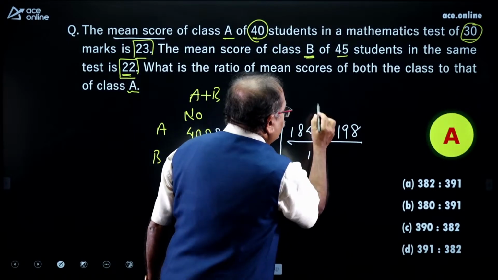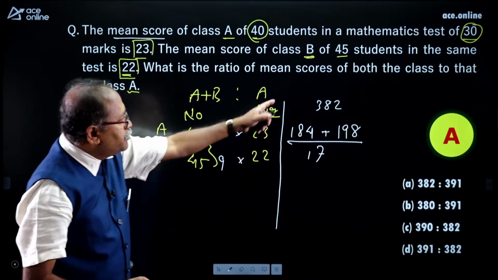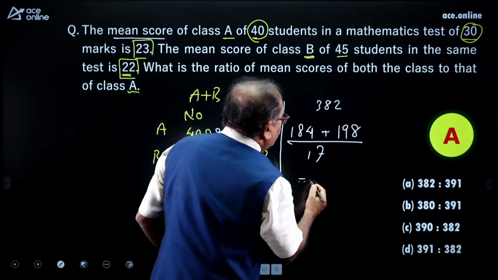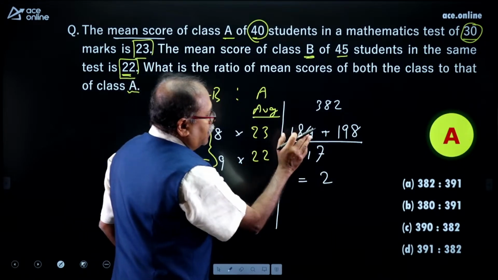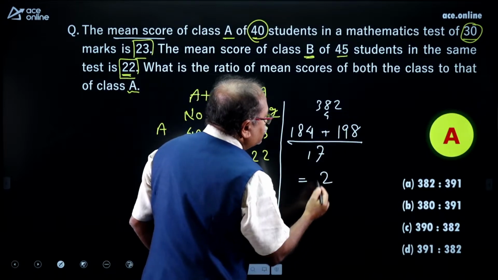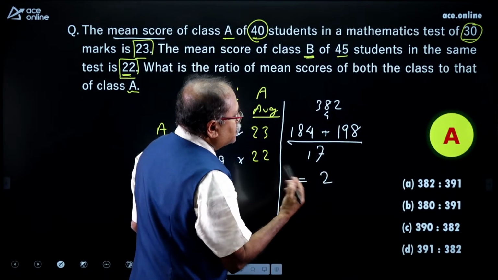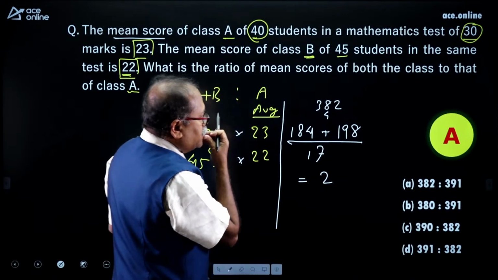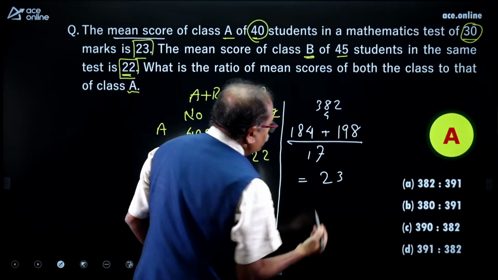So when I add up this one, I see that 382. Yes, when you divide this 382 by 17, then what will you get? 17 times 2 is 34. Am I right? 34, I am left with 4, and how many times does it go? 3 times. Close to 17 times 3 is 51. Close to 2 times, 2 or 3 times. I think it is close to 3 times.